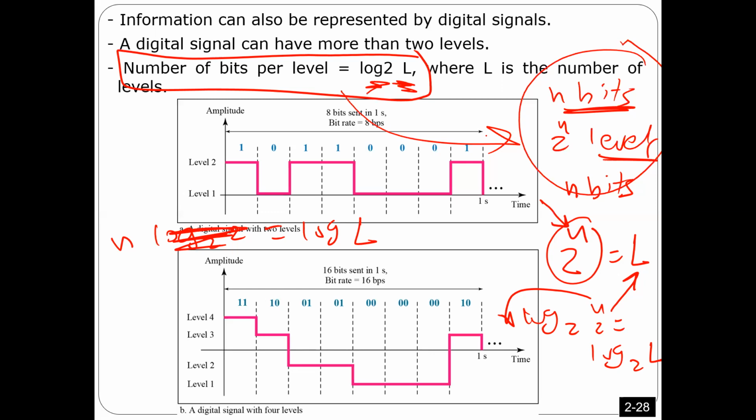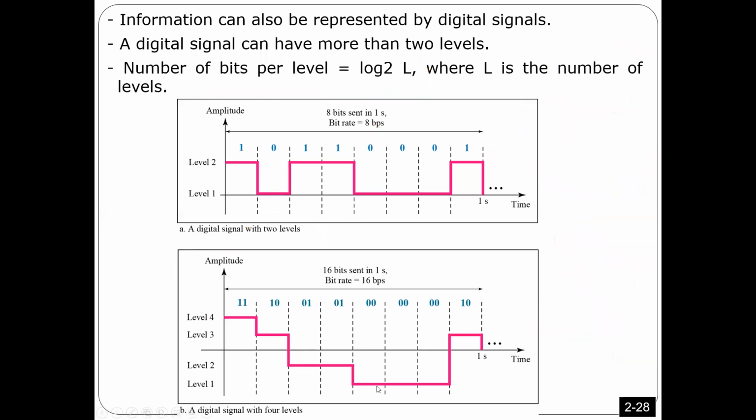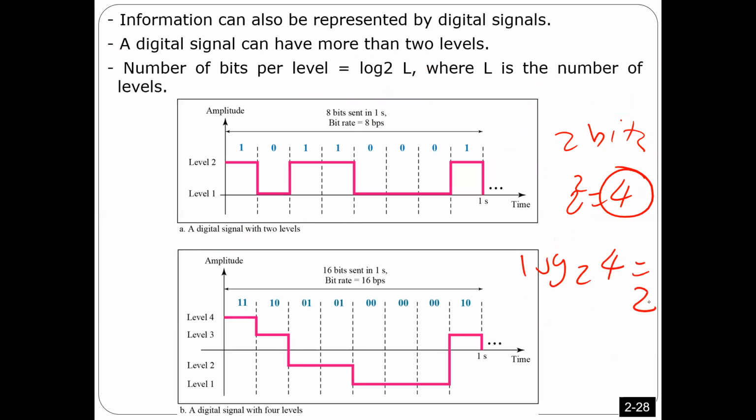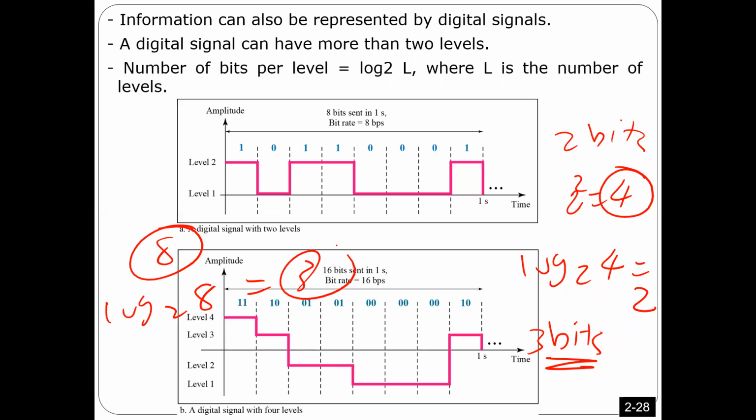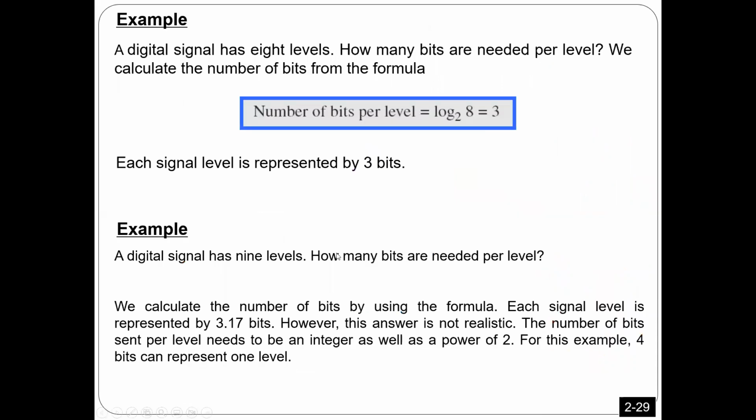Any questions? For example, let me give you one example. If you have 2 bits, I can have up to 2 to the power 2, which is 4 numbers. If you take log 2 of 4, it's going to be 2. Same thing, if you have 3 bits, how many numbers can be represented in 3 bits? 2 to the power 3, which is 8 levels. If you take log 2 of 8, it gives you 3. So here we have a relation between the number of bits and how many levels we can have. This is just a very simple example.